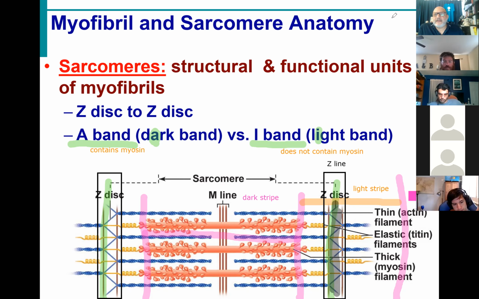But it goes beyond that. Notice for much of our A band, myosin and actin overlap. But you will notice there is a very thin area in the middle where it is only myosin. And this area that is only myosin is what is known as the H band.